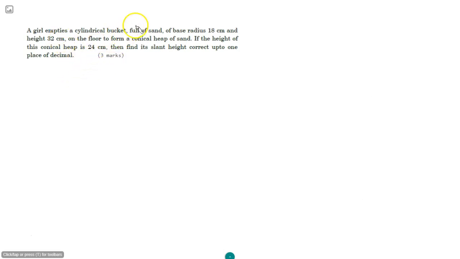The next question is also for 3 marks. A girl empties a cylindrical bucket full of sand of base radius 18 centimeters and height 32 on the floor to form a conical heap of sand. If the height of this conical heap is 24 centimeters, find its slant height. Correct up to 1 place of decimal. Okay, so first we have a cylindrical bucket. The bucket has a base radius of 18 centimeters. So this radius is 18 and height is 32.